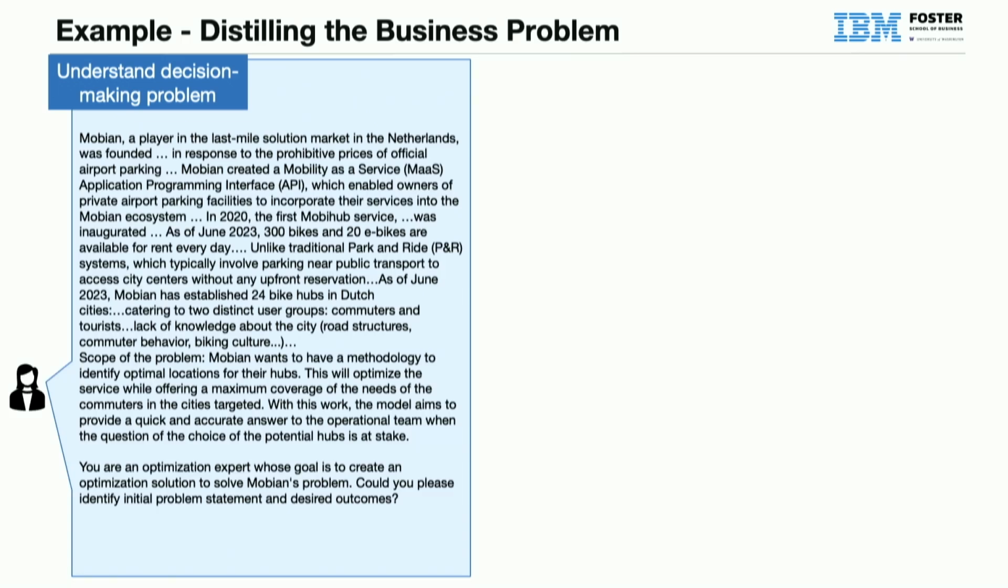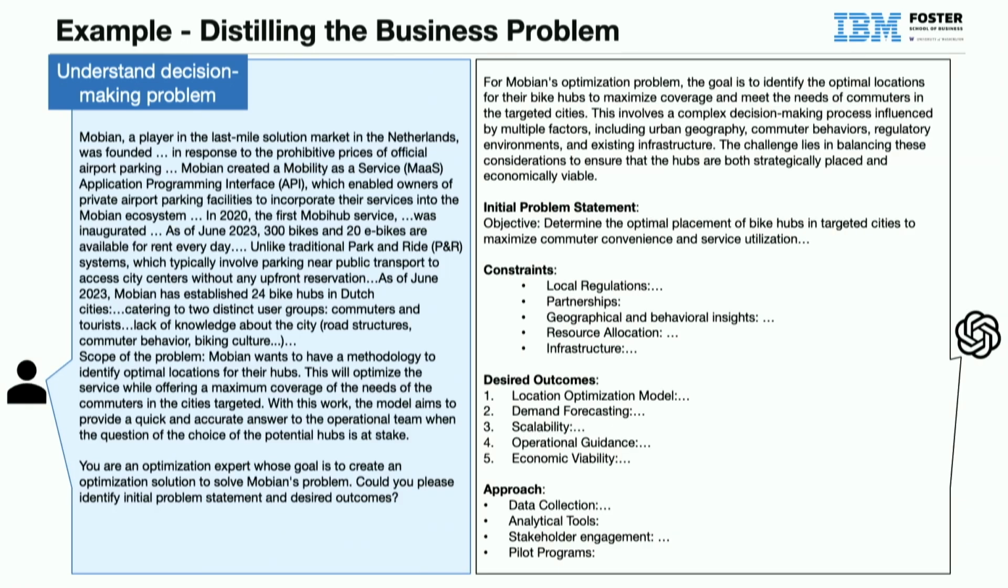And the goal is to create an optimization solution. And could you please identify initial problem statements and desired outcomes? And it really ignored a lot of the unnecessary detail and gave a very detailed but much more precise description of possible desired outcomes. This does not mean that these are the exact outcomes, but it gives a very comprehensive list of possible desired outcomes. This is one example.